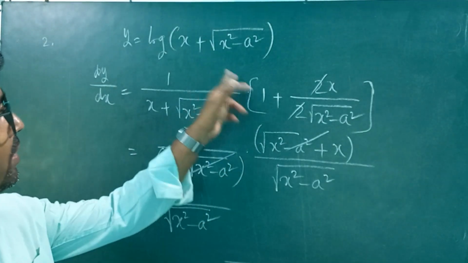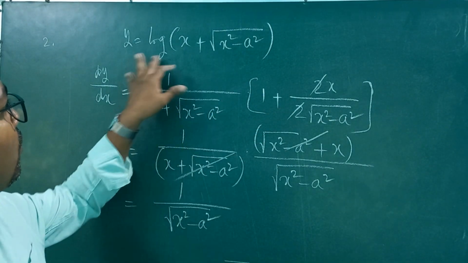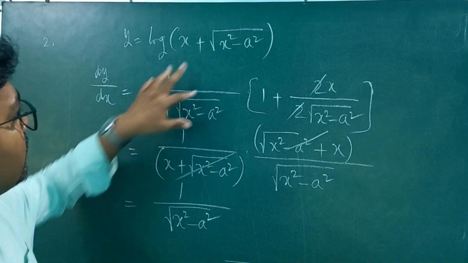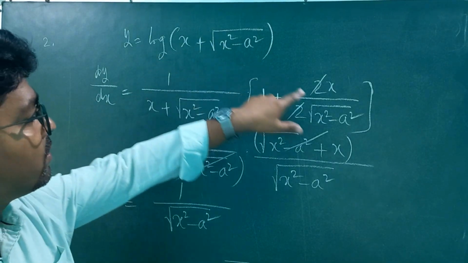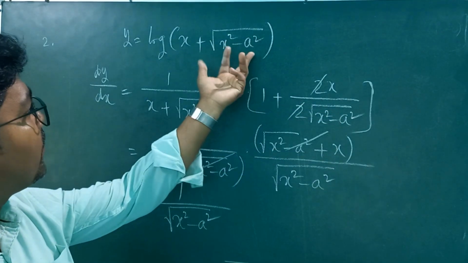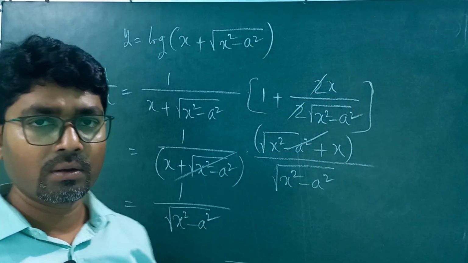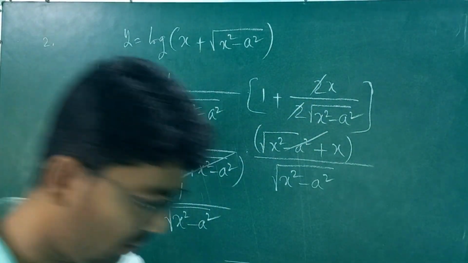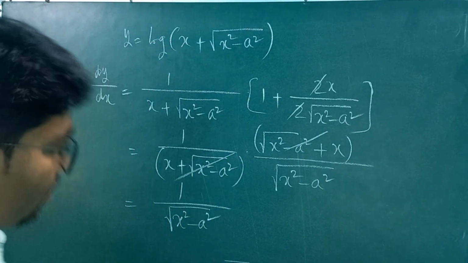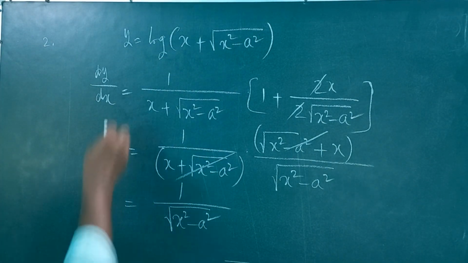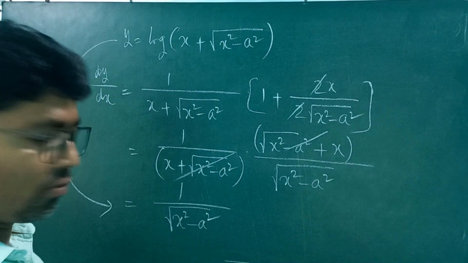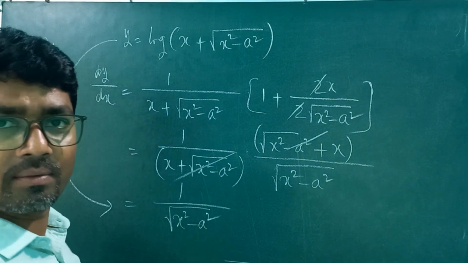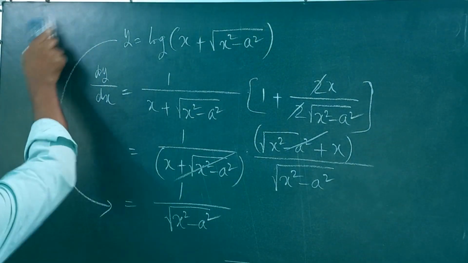So this is the application of the chain rule. The log x derivative is 1 by x, then the derivative of this part: the derivative of x is 1, the derivative of root x is 1 by 2 root x, and the derivative of x square minus a square is 2x. Calculate them and you will get the result. So the derivative of this function is this one. This is a very important result, so you can remember it. Number 3 problem.